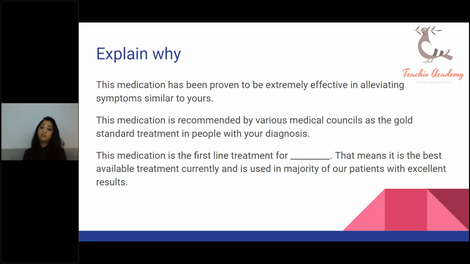This medication is the first line treatment for diabetes. That means it is the best available treatment currently and is used in majority of patients with excellent results. Now you can use all of these lines in each and every medication scenario. So that's your cheat sheet. You can take a screenshot of this and you can use this in each and every scenario because I've made generic terms. You don't even need to modify them. If there's a patient who's not taking his medications, if you use this line, then that should be enough.